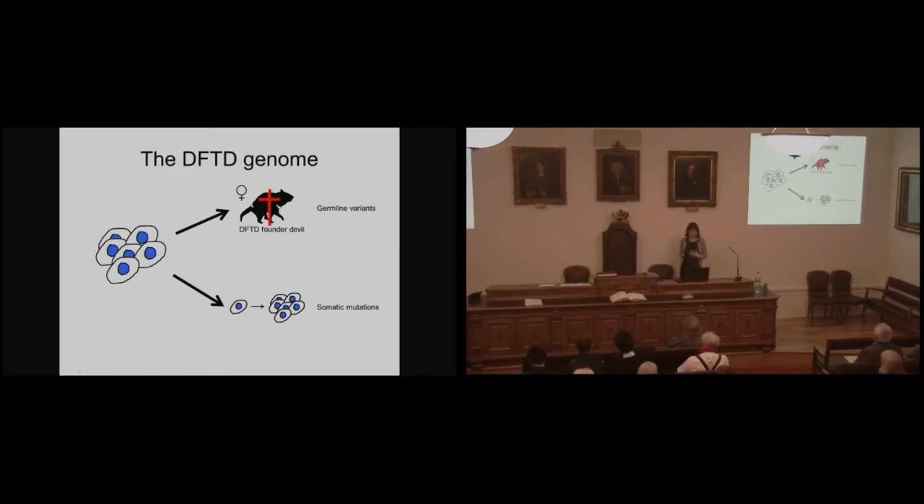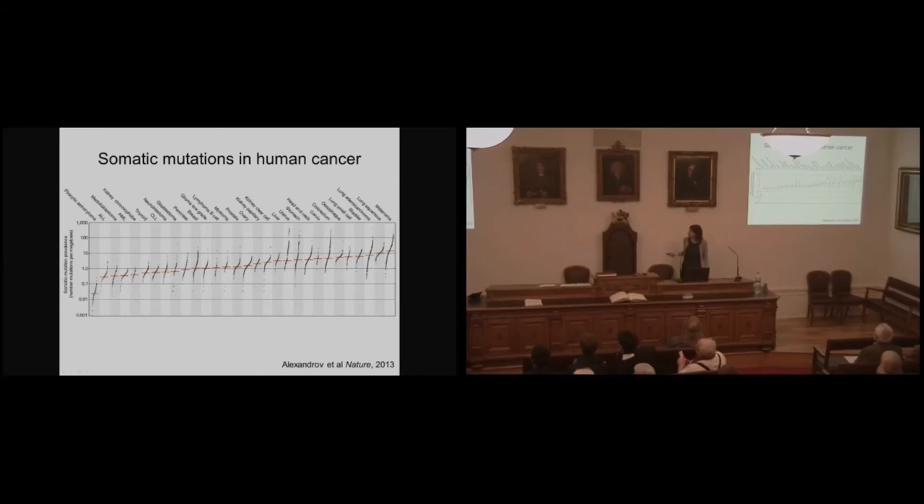I wanted to first of all give you a little bit of perspective by introducing you to how many mutations are generally found in human cancers. This is a plot from a recent paper showing the numbers of mutations in various types of human cancers. Each of the little black dots represents one individual tumor from one person, and the red line represents the average number of mutations in that cancer.